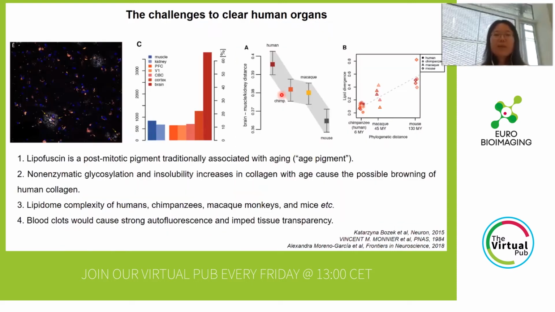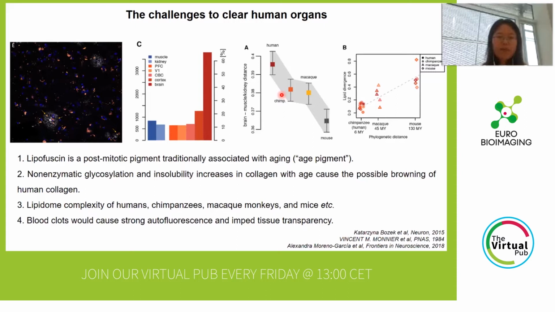So we are also questioning ourselves why clearing the human organs is so difficult compared to the mouse organs. There are very obvious differences, like the mouse organs are very small, and also they are younger. They are only several months old when we sacrifice them. But the human organs are very aged, and with the increase of age, the lipofuscin also gets more and more. And also following the age of the organ, the insoluble collagen also increases. Also, naturally, the lipidome of the human samples is much more complex compared to other organisms.